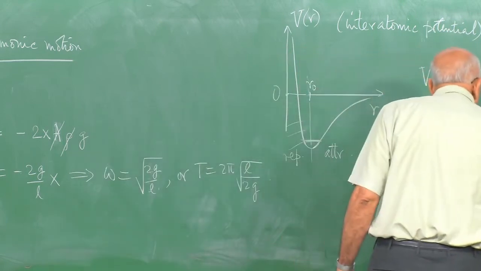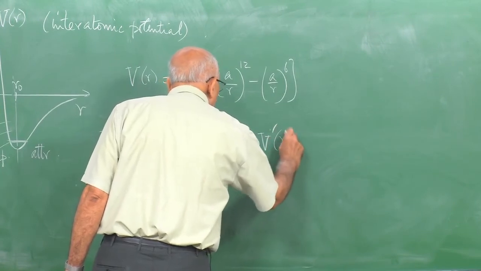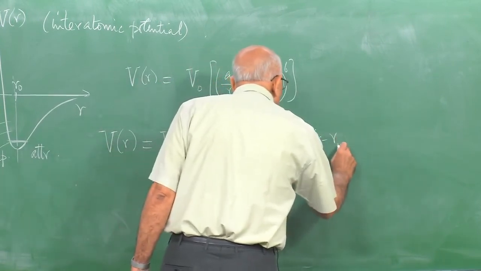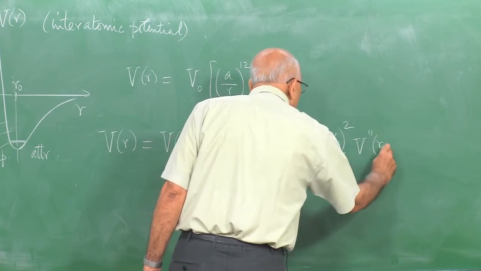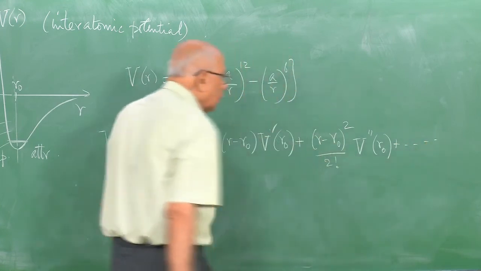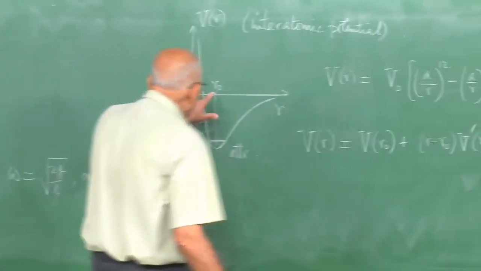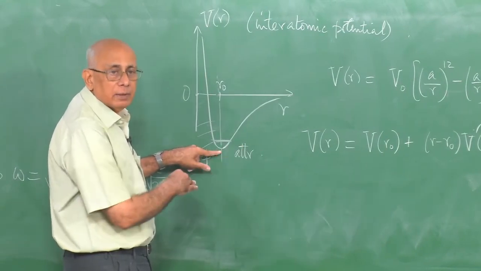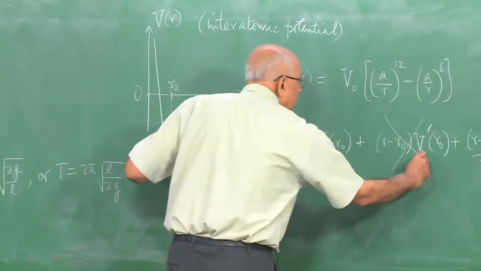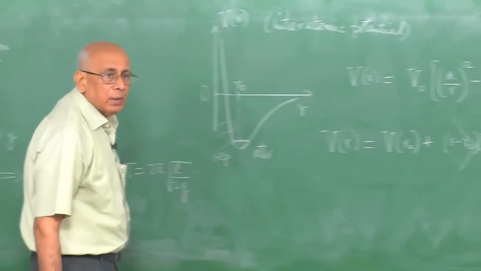So the first term is r minus r naught V prime at r naught plus r minus r naught squared over 2 factorial V double prime of r naught plus dot dot dot, where a prime denotes the derivative with respect to r, and then you put r equal to r naught after you differentiate. But this is a point of minimum for V of r, and therefore at a minimum the slope vanishes. This term is therefore 0 by definition, because V prime of r naught is identically 0 at that point.